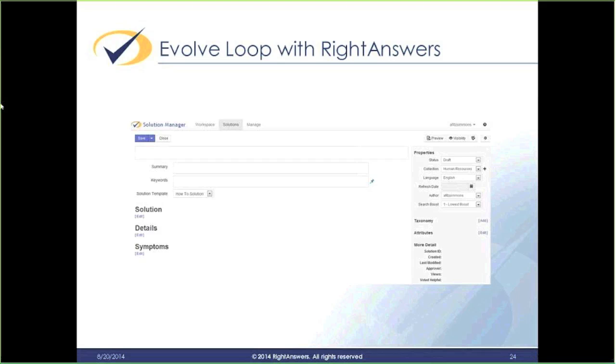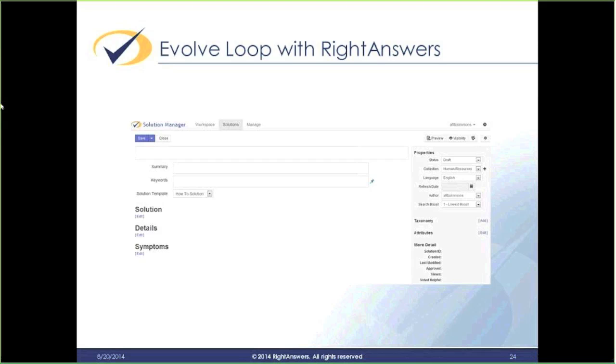So if you look, there's a number of different things that we have in the article structure. This is a how-to solution that we're looking at, and you could see solution, you could see details, you could see symptoms. You could also see items that are across all article types. So we have our title, our summary, our keywords, all right? And so you could see a number of different things that we have here.